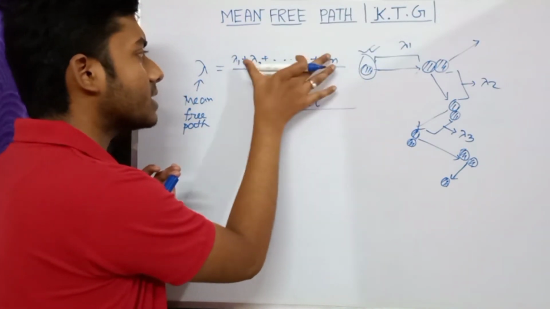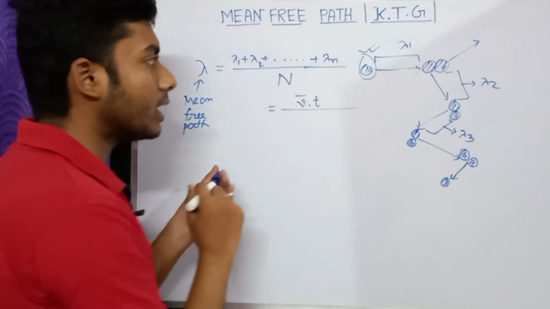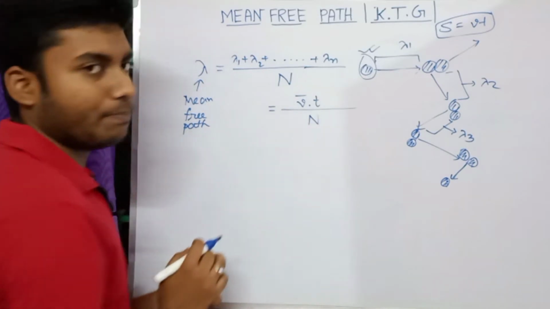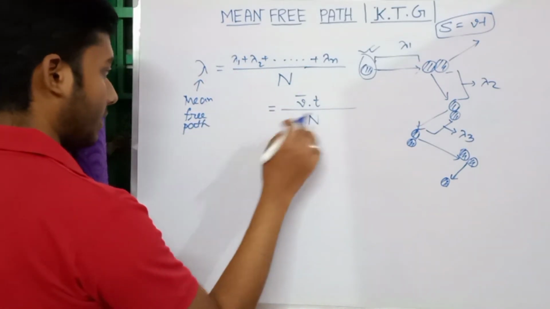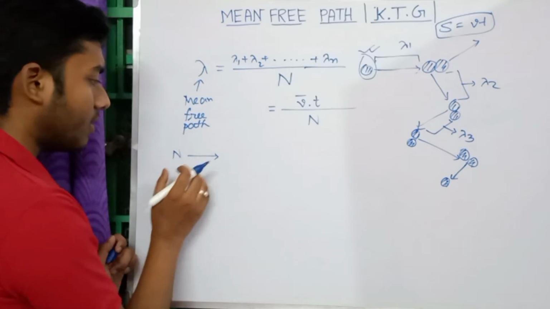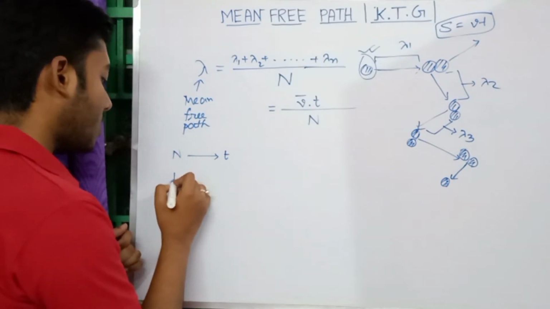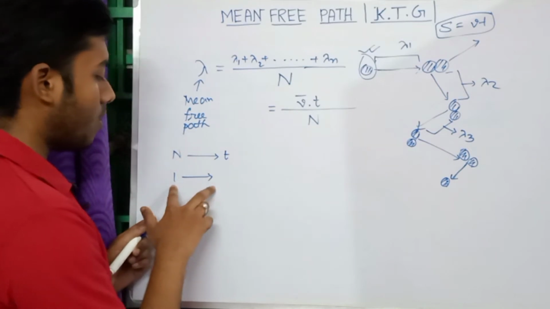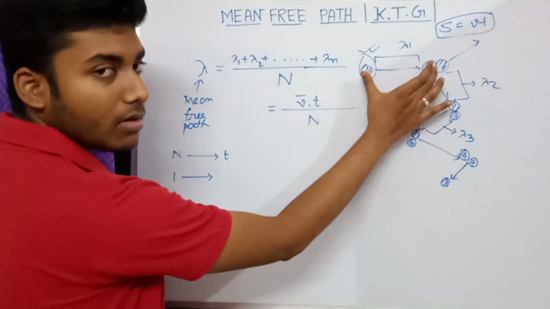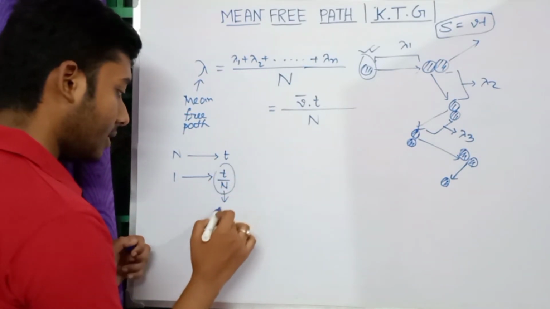So this is the total length after n collisions, and it is also the length because we know that S equals Vt. So simply this is the length Vt divided by n. Now one more thing, that is T by n. Suppose n collisions occur in the time interval T. Then the time interval between two successive collisions is T by n, and we denote this with tau.